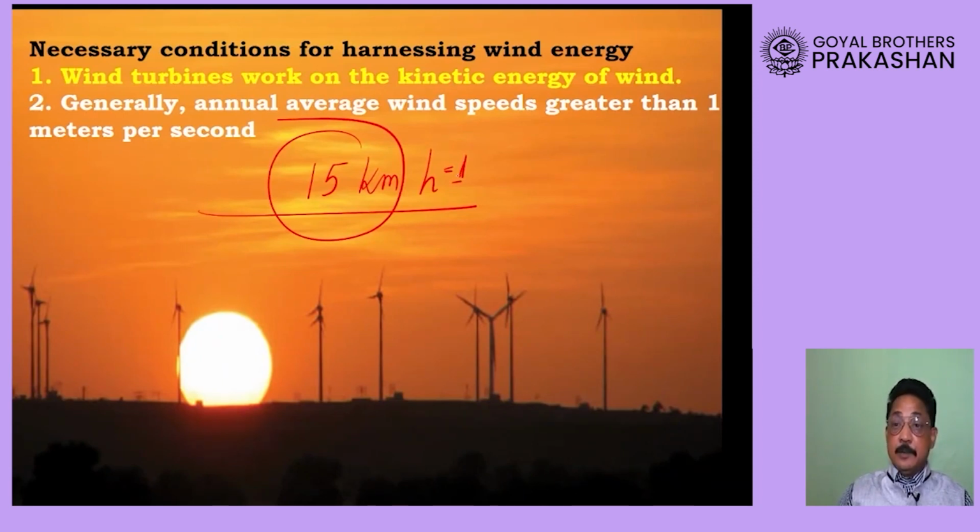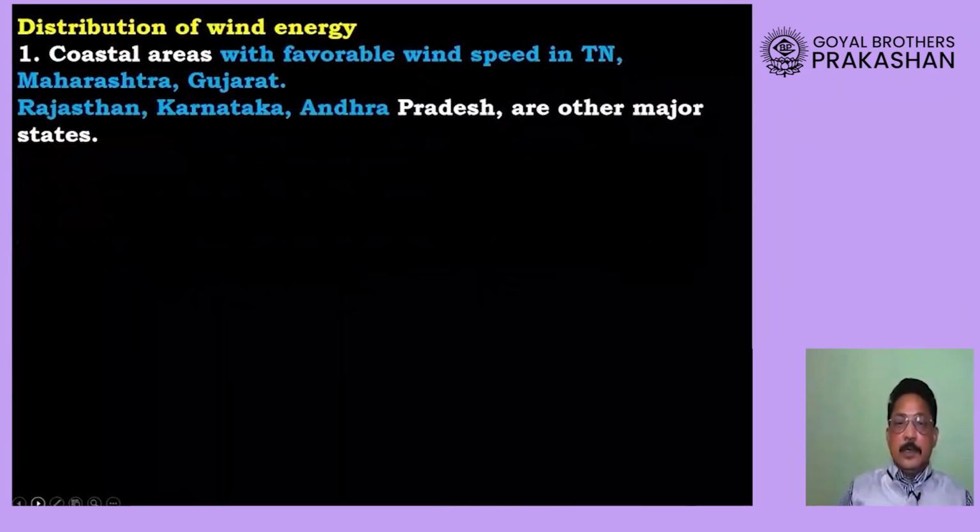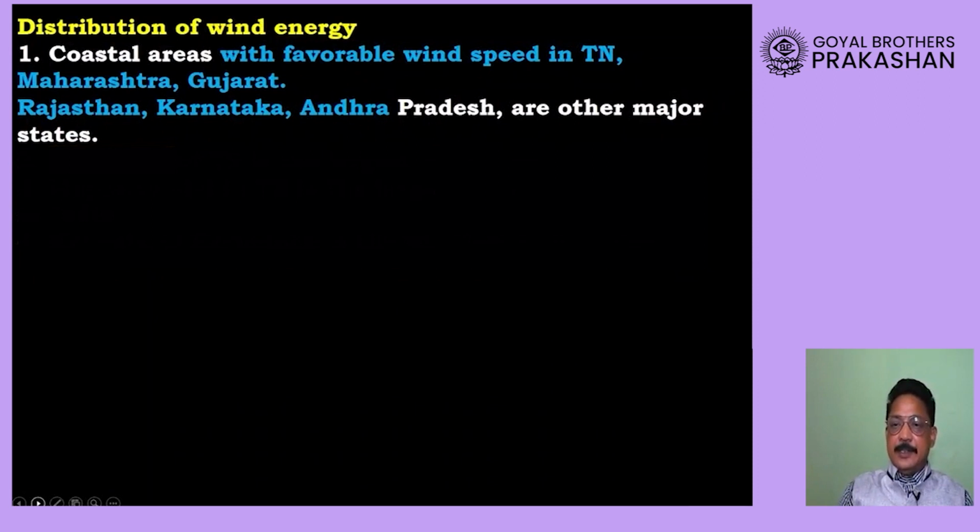The place must be windy. The place should have the wind speed of approximately 15 kilometer per hour. Now, coastal areas are generally favorable because you have heard that on coastal areas there is a land breeze and sea breeze continuously flowing. So therefore, coastal areas are favorable. Especially now you know that South India is surrounded by sea on three sides. Therefore, Tamil Nadu, Maharashtra's coastal area, Gujarat coastal areas are favorable.